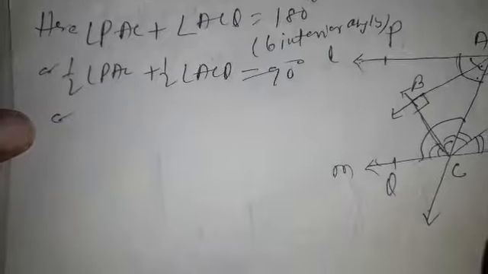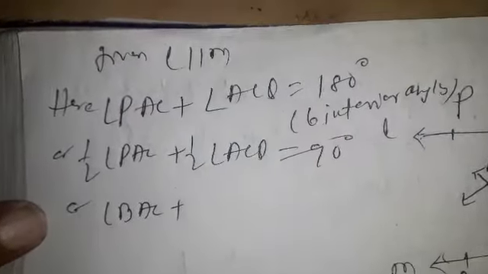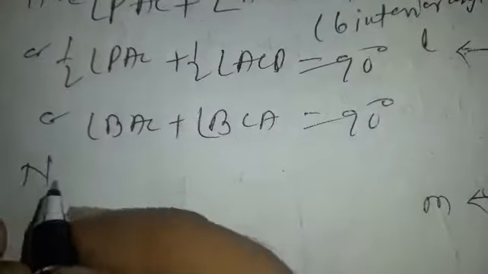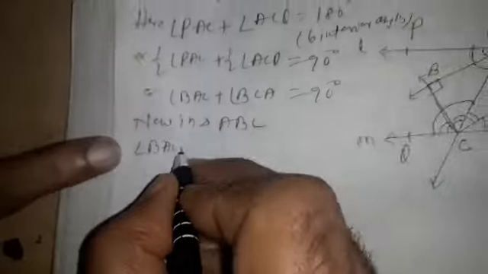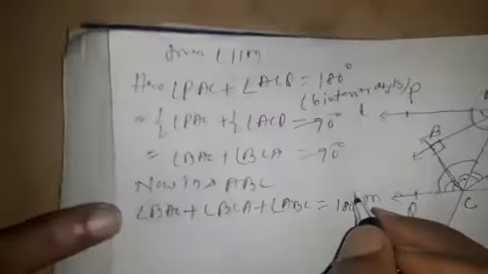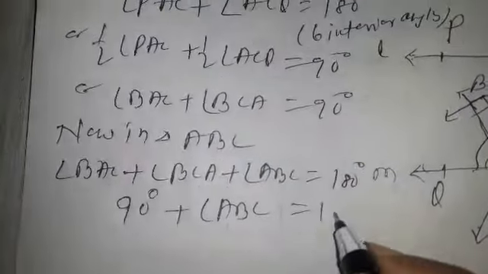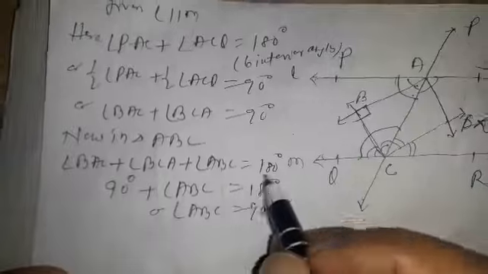Now half of PAC means angle BAC plus half of ACQ means angle BCA is equal to 90 degrees. Now in triangle ABC, angle BAC plus angle BCA plus angle ABC is equal to 180 degrees by the angle sum property of a triangle. The sum of these two angles is 90 degrees. So angle ABC plus 90 is equal to 180 degrees, or angle ABC is equal to 90 degrees. This angle is 90.